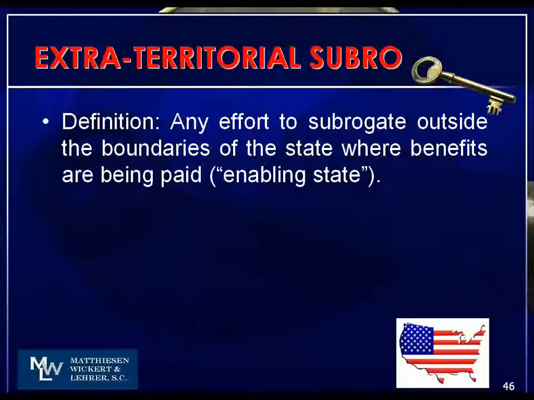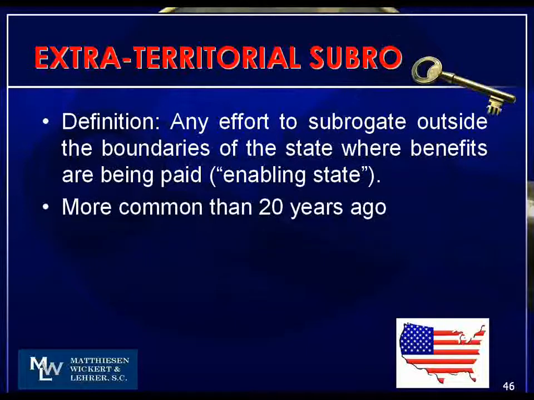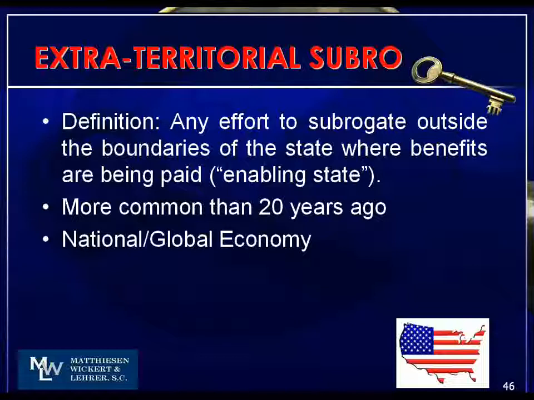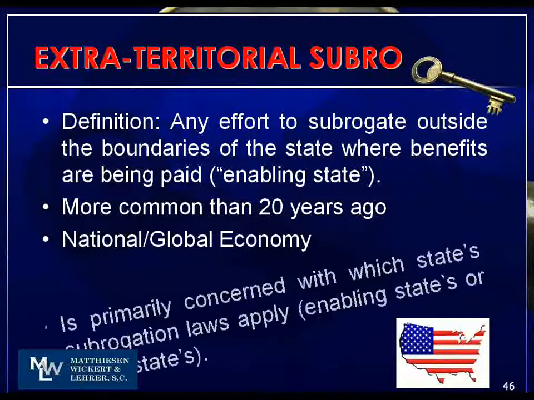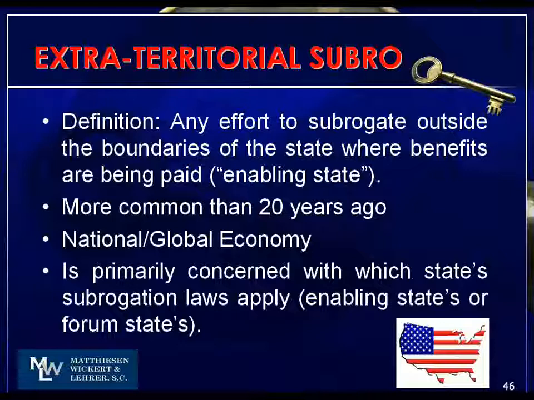So if you're paying Texas benefits, but the lawsuit is filed in Georgia, Texas is the enabling state. And this is more common than 20 years ago. We have an interstate practice economy now more than we did. We have a national and a global economy. And we are primarily concerned with extraterritorial subrogation. We're concerned about which states' subrogation laws apply, the enabling state or the forum state.